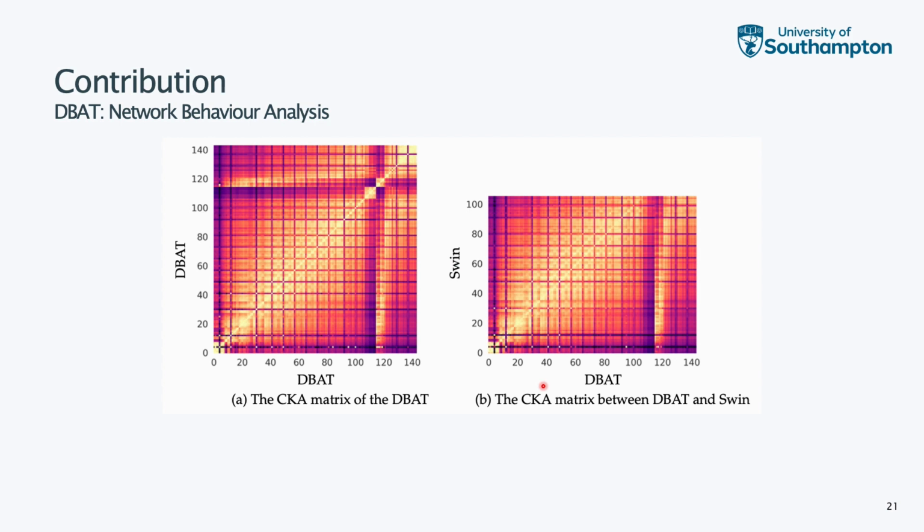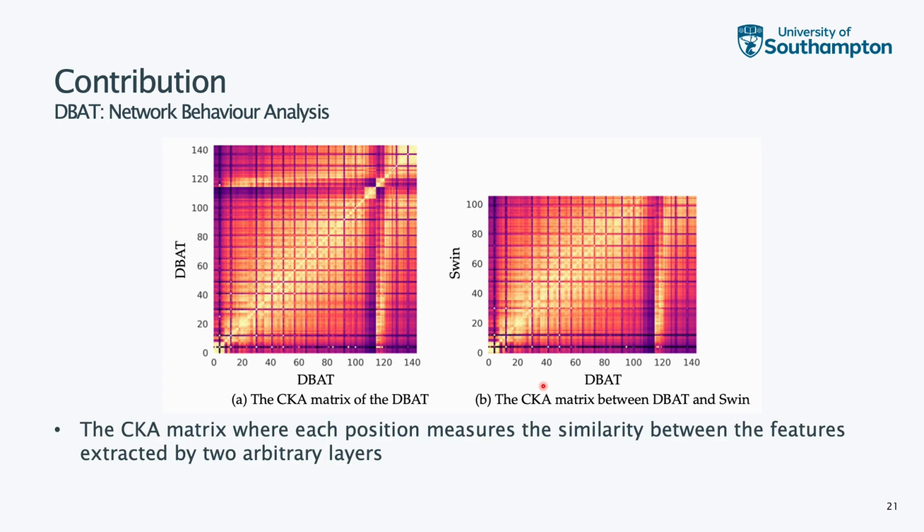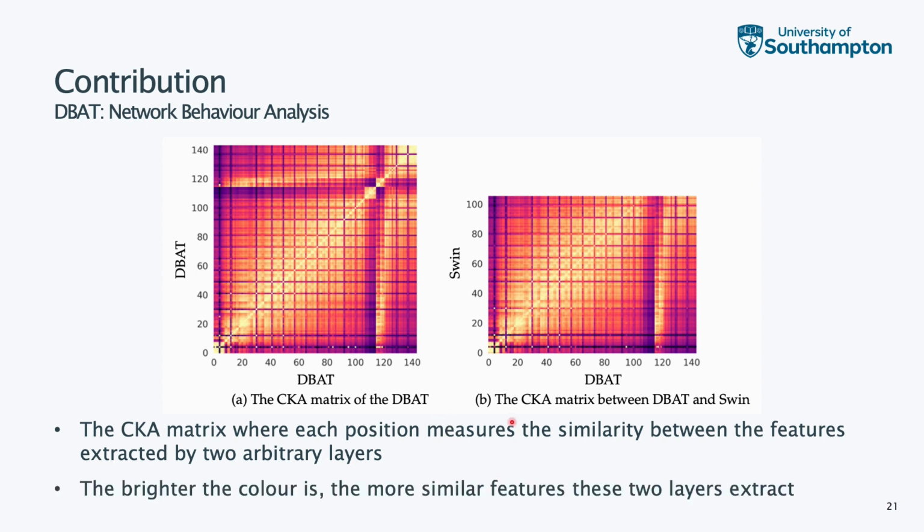In addition to the performance evaluation, we also did some analysis to understand the behavior of the network. The first I want to show you is the centered kernel alignment, the CKA matrix here. It measures the similarity of extracted features between two arbitrary layers. In this heat map, the brighter the color is, the more similar features the two layers extracted. The darker region around 0.140100 in figure B indicates that our DBAT learns different features compared with its encoder output.